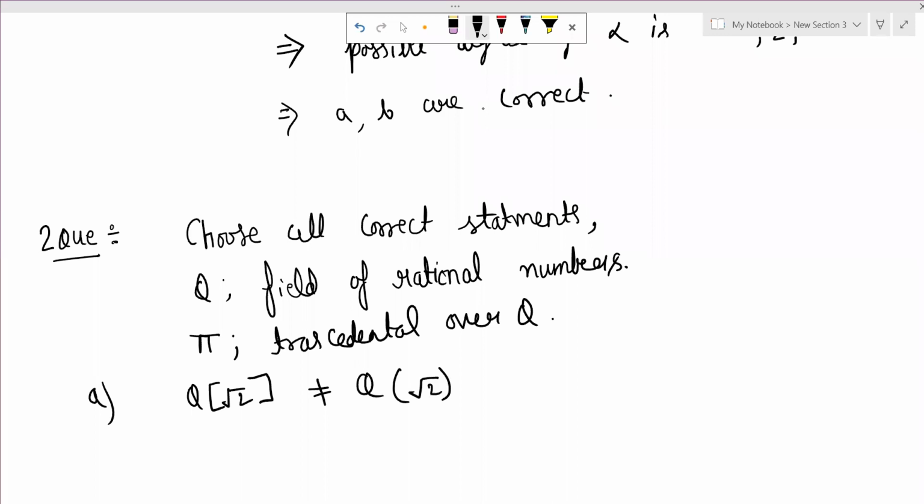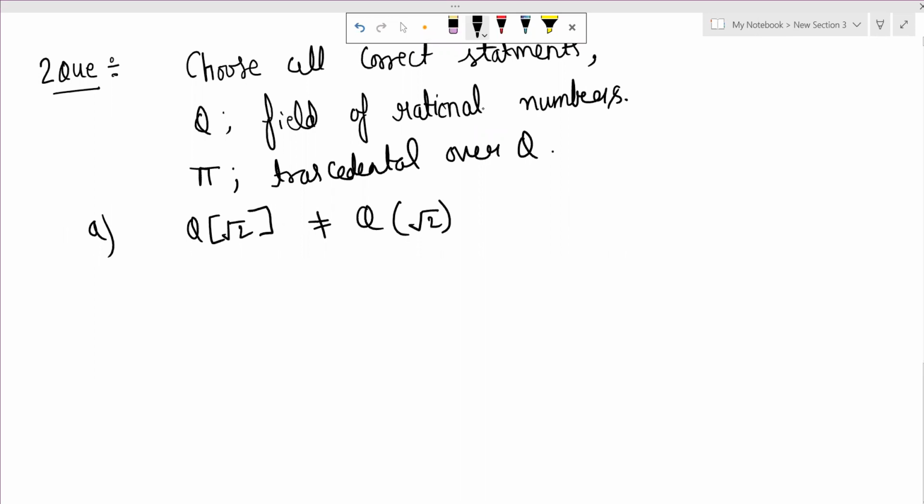What is a transcendental number? It is a number which is not algebraic. So what is an algebraic number? An algebraic number is a root of a polynomial equation with coefficients in Q. Pi is a transcendental number. This is a hard exercise. You will prove this in a later course. But it is given to us that pi is a transcendental number.